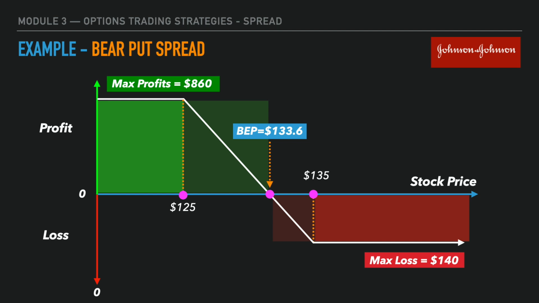This is where you can reach the maximum profits. And the worst case scenario is when the stock price stays above the higher strike until the expiration date, and you will end up taking the maximum losses.